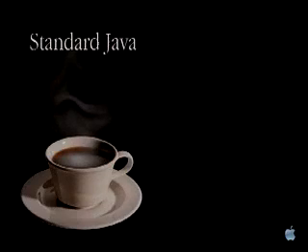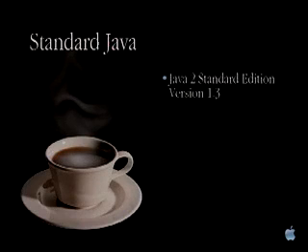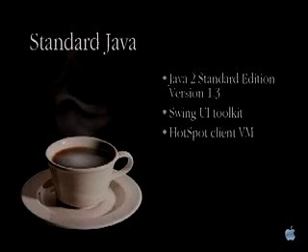So on Mac OS X, we start with the standard Java pieces, right? So we have Java 2 Standard Edition 1.3. So in Java parlance, 1.3 equals 2. We have the full Swing UI toolkit. So this is their standard set of buttons and sliders and all that sort of thing. We have the Hotspot client VM.